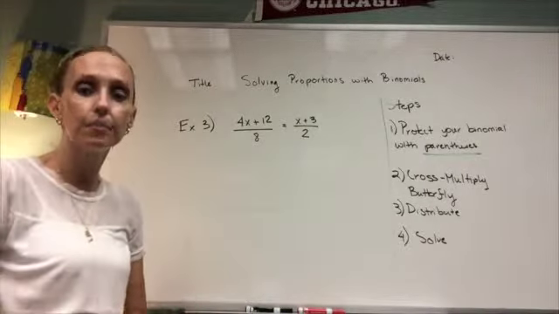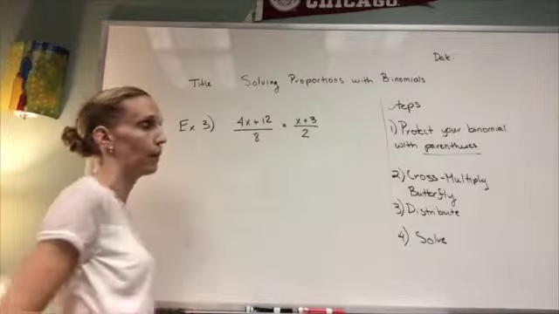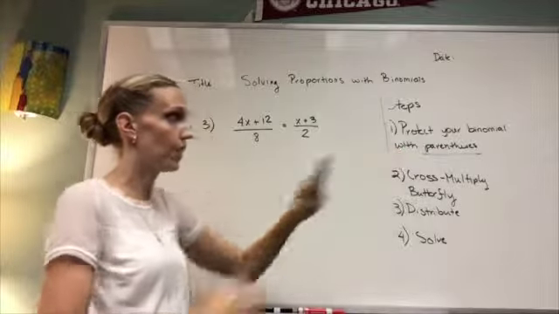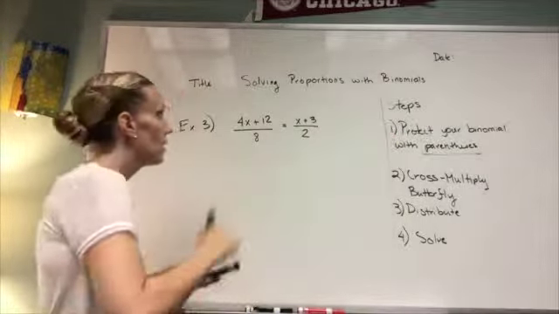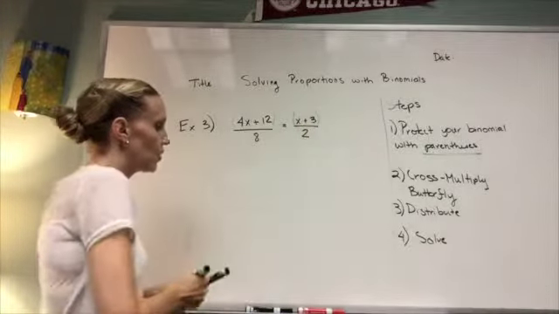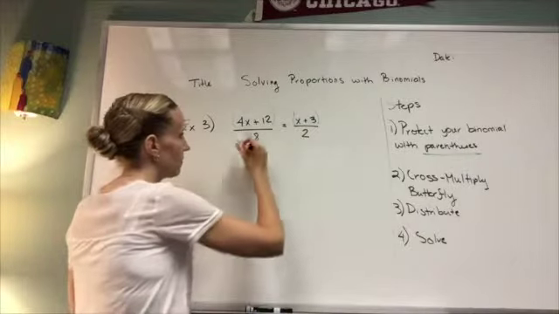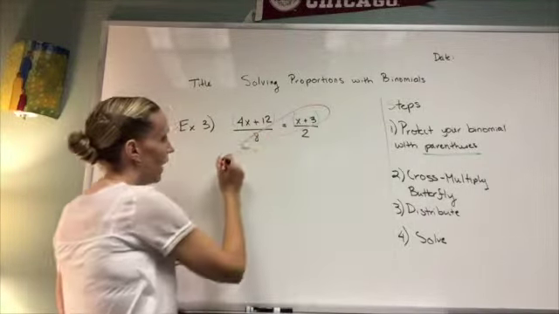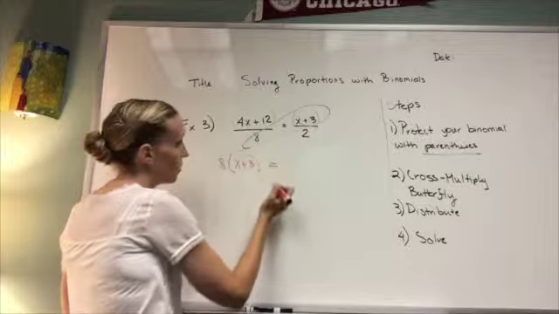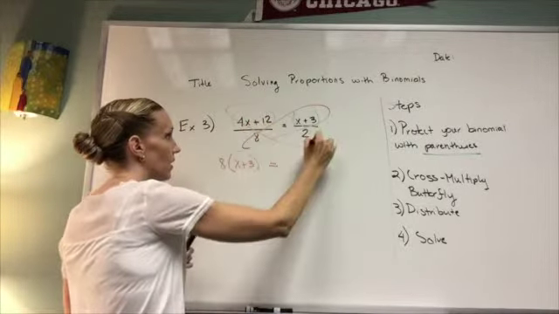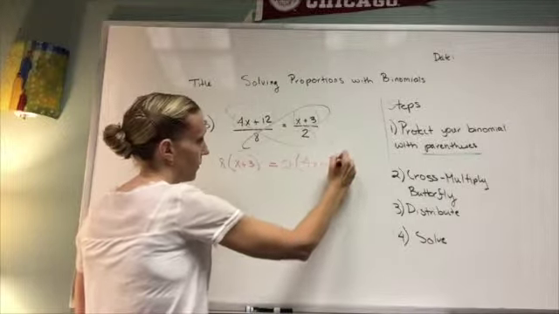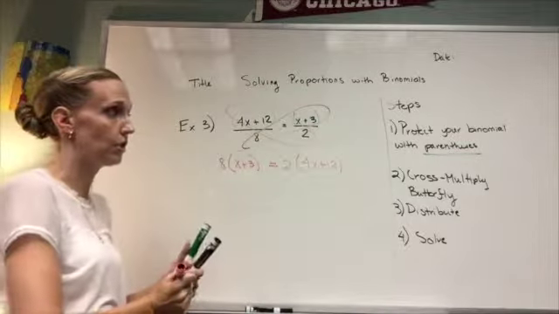Okay, do you agree that we have a proportion here, that we have a fraction equaling a fraction? So I don't have to put any ones underneath. However, my first step is to protect the terms, to protect my binomials. So I put parentheses here and here. So now when I cross multiply, I get 8 times parentheses x plus 3 equals, and when I cross multiply here, 2 times parentheses 4x plus 12. So now I've done my cross multiplication.